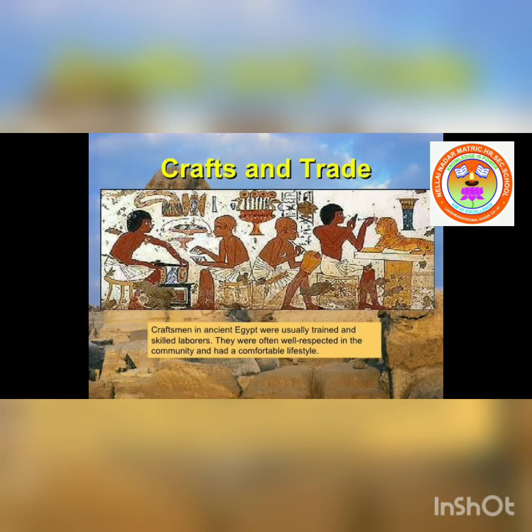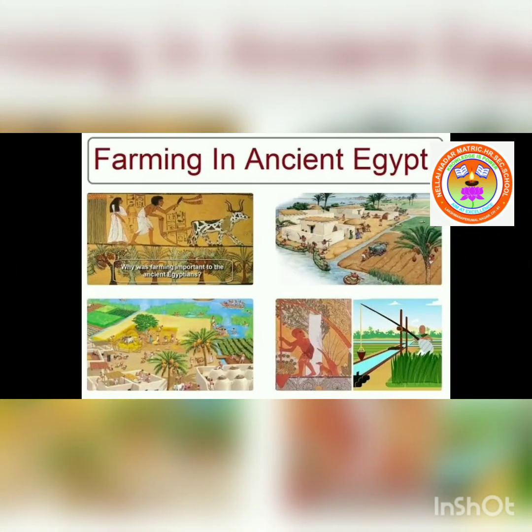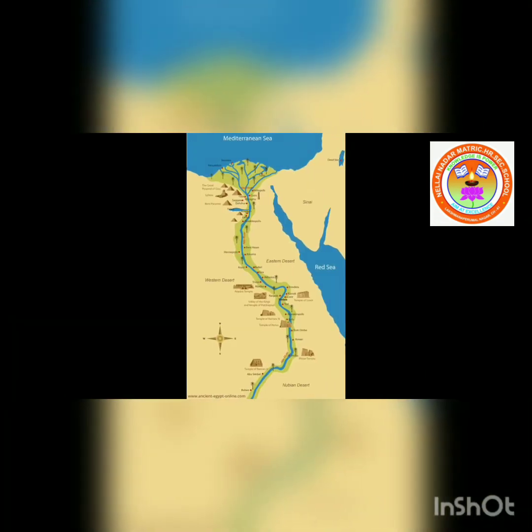The Egyptians had trade relations with Lebanon, Crete, Phoenicia, Palestine and Syria. Gold, silver and ivory were imported, and they acquired lapis lazuli, a precious stone of bluish color, from Afghanistan. Here, farming in ancient Egypt, they cultivated wheat, barley, millets, vegetables, fruits, papyrus and cotton. Here also we can see the Egyptian city.